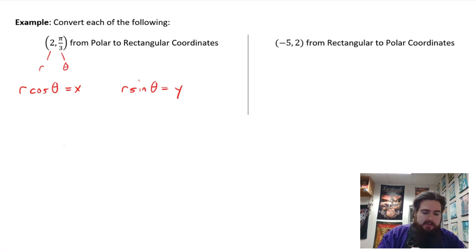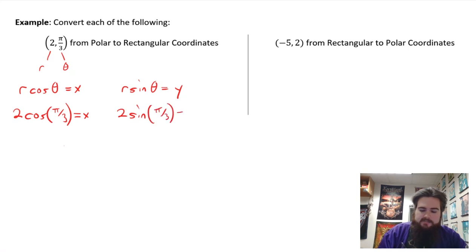In this case then, just plug in r and theta. We would have 2 cosine of pi thirds, as well as 2 sine of pi thirds. We should not need a calculator for this purpose, as we should know cosine and sine of pi thirds. Cosine of pi thirds is a positive 1/2, whereas sine of pi thirds is a positive square root of 3 over 2.